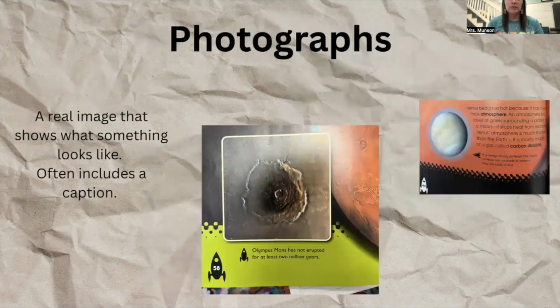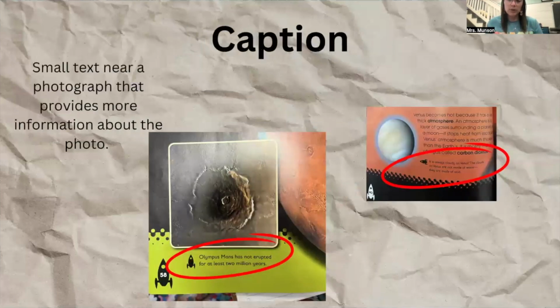Next, we have photographs. What's different about nonfiction text versus fiction is that the photographs are going to be real images most of the time. They're taken with a camera and show what the actual thing looks like, not just an illustration drawn or created in that way. And the photographs often include a caption. So these are the same photos with their caption.